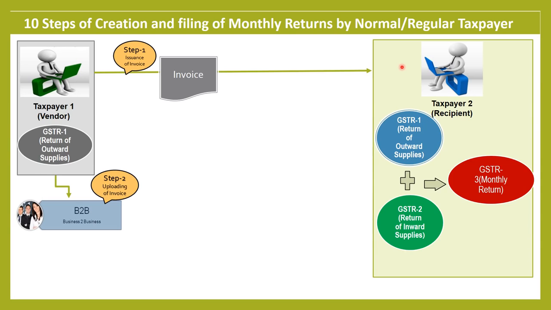The second step is that this taxpayer 1 will upload the invoice details to the GST common portal. Step 3 is to file the GST return once the invoice details are uploaded to the GST common portal. So friends, there is a small difference. There is no invoice upload required. That is, you are not required to scan and upload your invoice. You are required to enter the details of invoices or to upload the details of invoices.